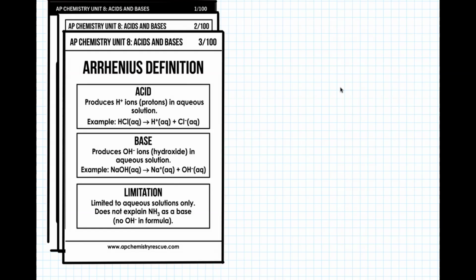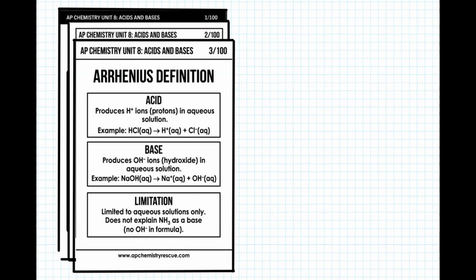But today, own Arrhenius. The acid definition: produces hydrogen ions, protons, in aqueous solution. This is saying an acid is anything that, when dissolved in water, releases hydrogen ions, the H+. This is the identifying marker. If you see H+ appearing, you have found an acid.